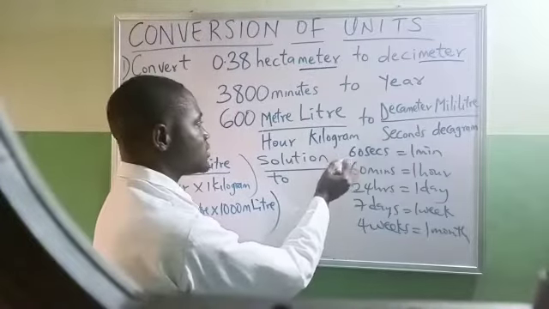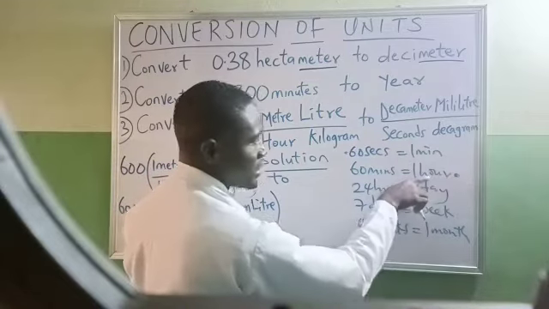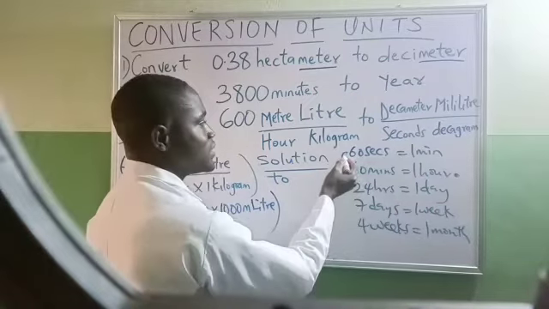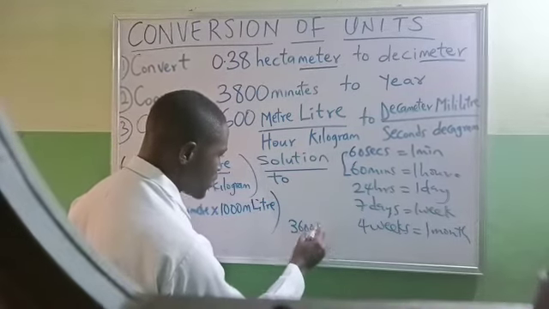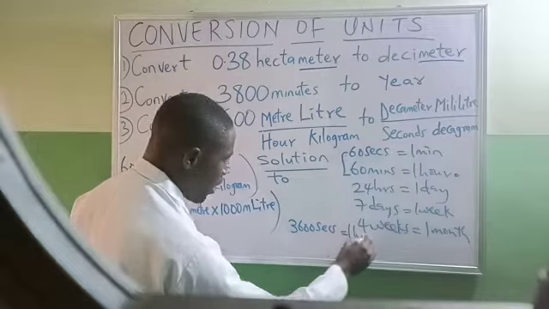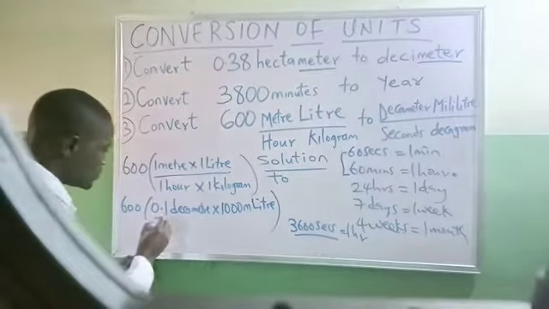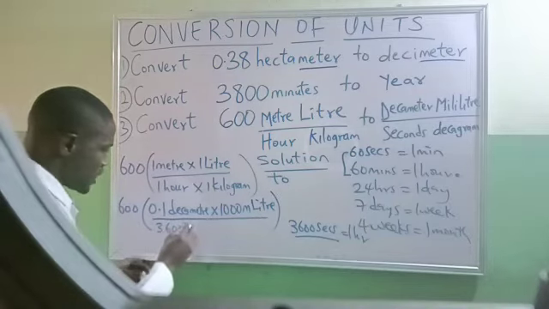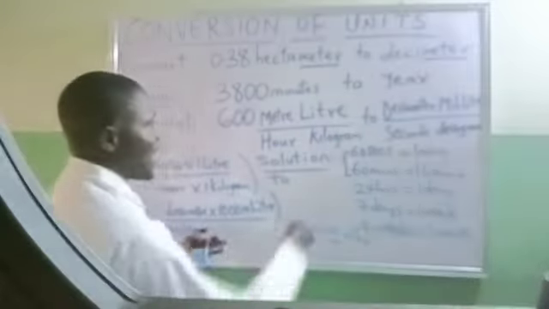Now, I'll locate second. Move down, and I will see my hour. Look at my second and look at my hour. It means I'll move like this. 60 seconds times 60 will give me 3,600 seconds equal to 1 hour. We have gotten the equivalent of 1 hour immediately. So we say it's equivalent to this. We say all over 3,600 seconds, then times, we come to kilogram and decagram.